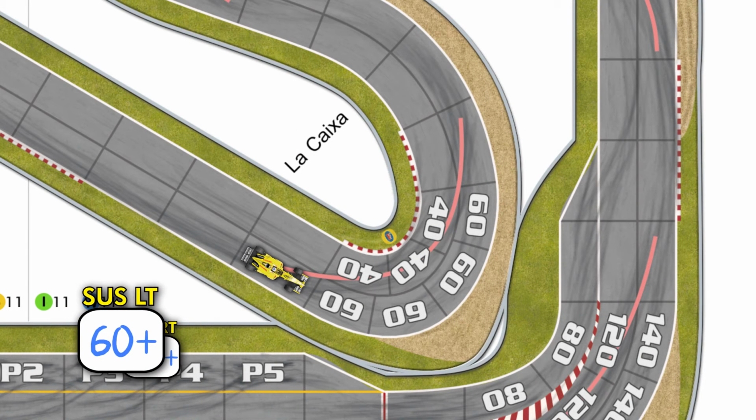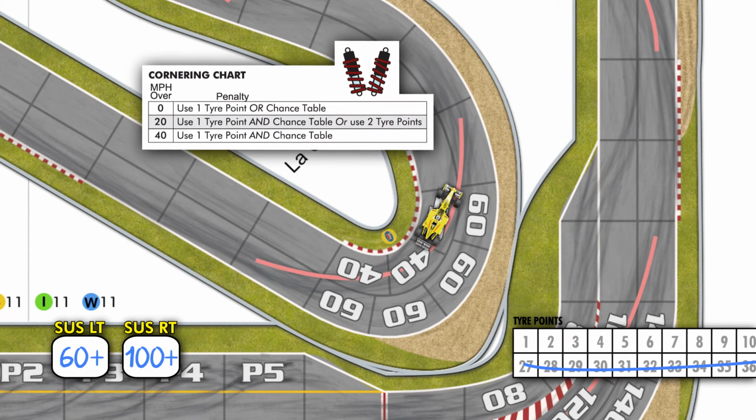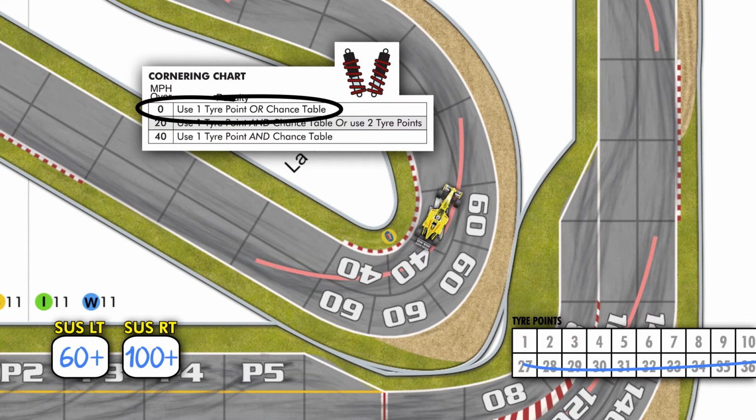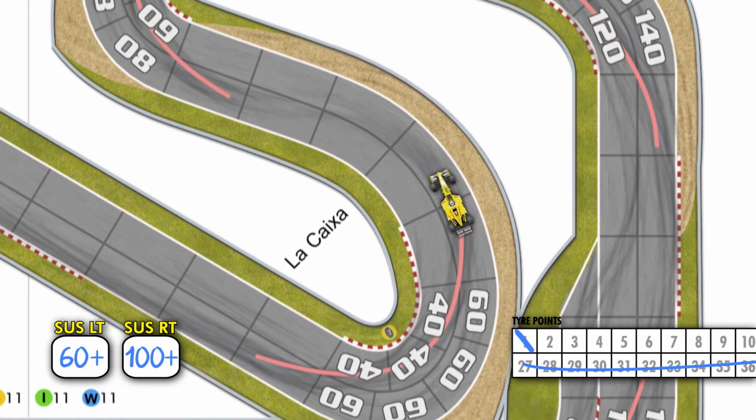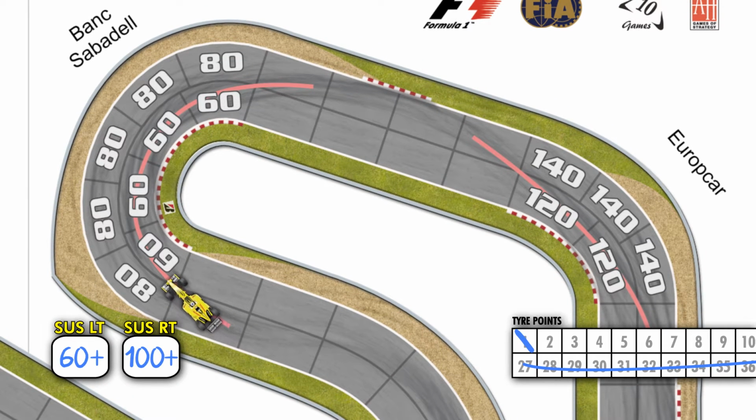Here the driver has balanced his left suspension to handle corners of 60 miles per hour or faster. Following the racing line raises the limit to 60, which would normally cost 1 tire point, but now only costs 1/2. His right side suspension has a value of 100 plus, so while the next right-hand corner subjects the car to normal tire wear, the faster corner after that is above the 100 plus design and so costs 1/2 tire wear.